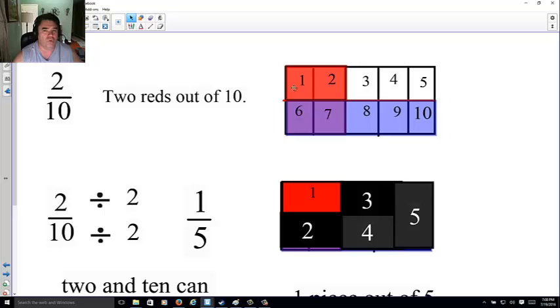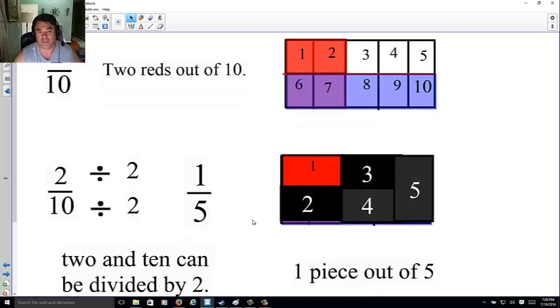You still got your 2, but because it got cut in half, there's now 10 squares, and you only get 2. But notice, remember, if I can divide the top and bottom by 2, divide the top by 2 and divide the bottom by 2, I get 1/5. And notice, if there was 5 boxes, you would have 1 out of the 5. So it looks the same.